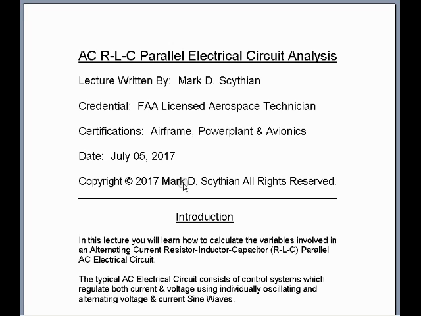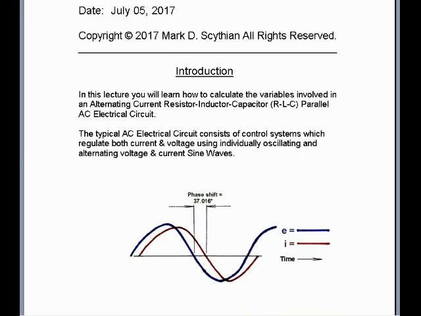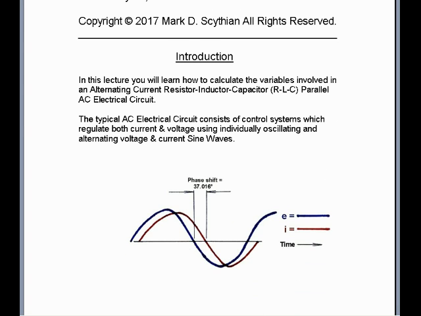The title of this lecture is AC/RLC Parallel Electrical Circuit Analysis. In this lecture you will learn how to calculate the variables involved in an alternating current resistor-inductor-capacitor RLC parallel AC electrical circuit. The typical AC electrical circuit consists of control systems which regulate both current and voltage using individually oscillating and alternating voltage and current sine waves as depicted below in this drawing here.